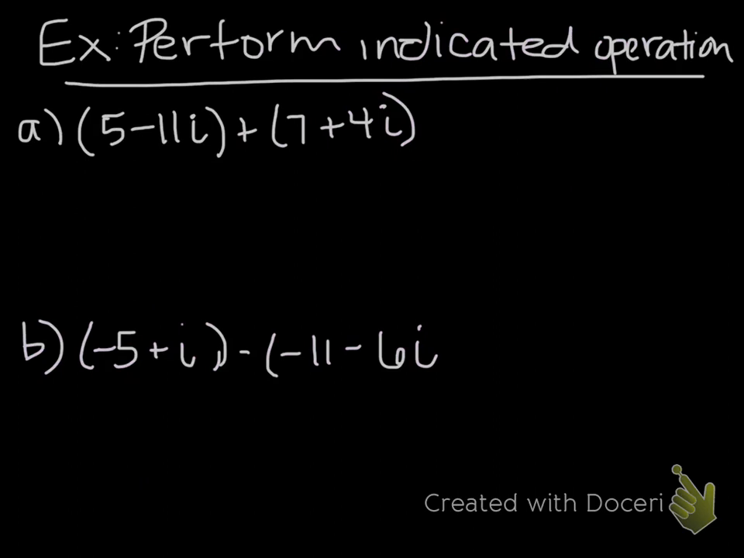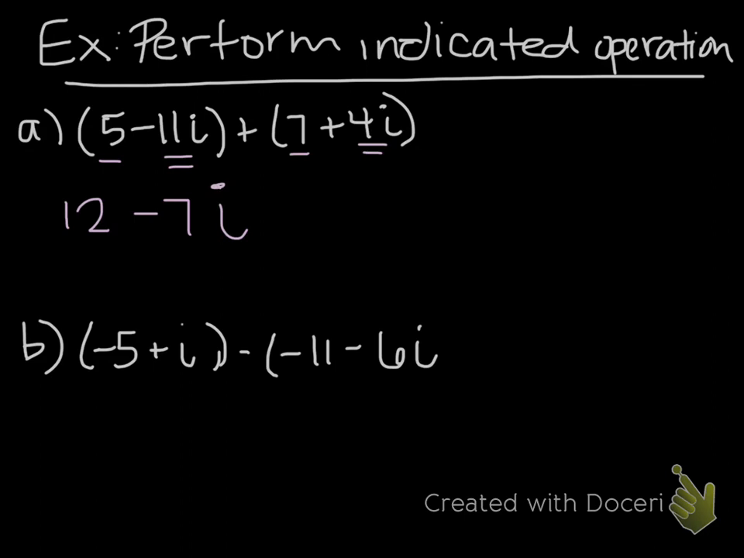So for our first example, we're adding two complex numbers. So adding is probably the easiest of all four operations. So you just add the matching parts. So my real would be 12, and my imaginary would be -7i. And that's all we can do.